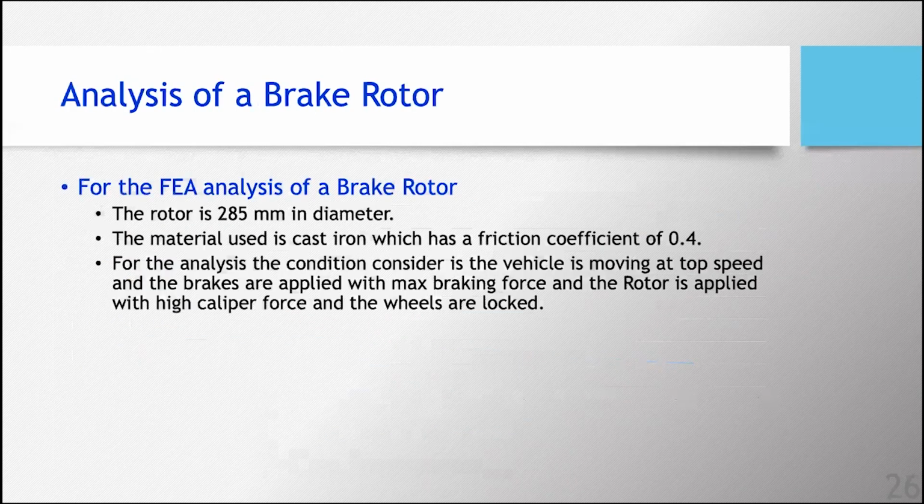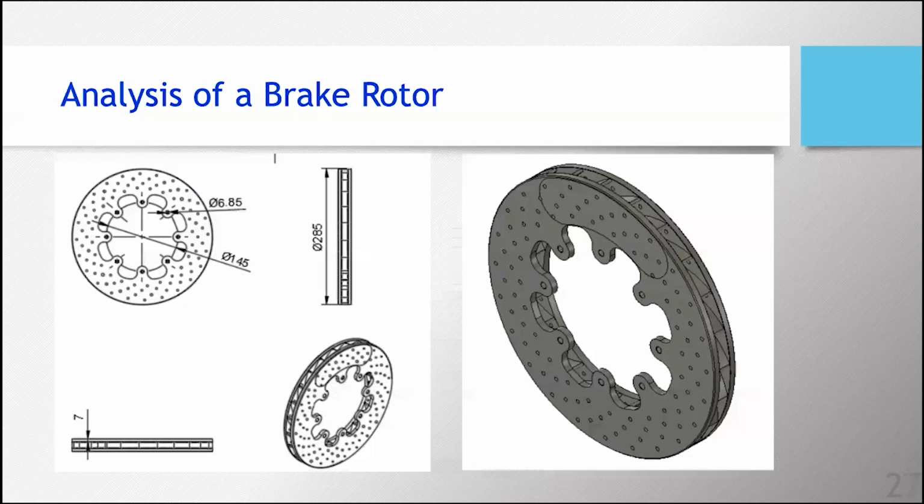And coming to the analysis of the brake rotor, here I have considered a brake rotor of 285 mm in diameter, and the material used is cast iron, with a coefficient of friction of 0.4. The condition that we consider for this analysis is the vehicle moving at the top speed and the brakes applied with the maximum braking force. So the rotor undergoes the highest caliper force that the brakes can achieve, and the wheels are locked. These are the designs; I have taken the dimensions based on our own vehicle.